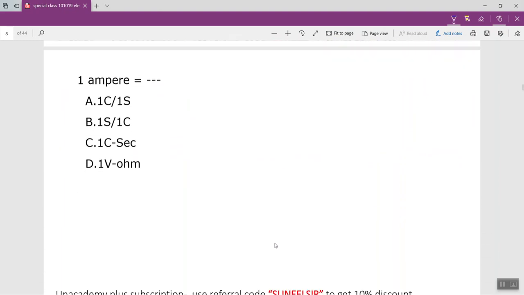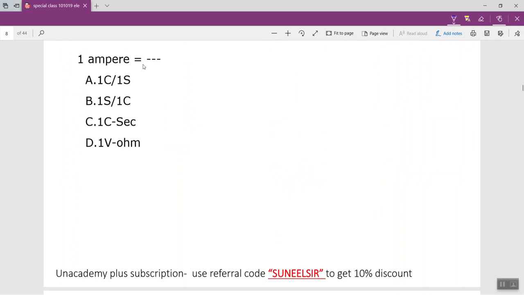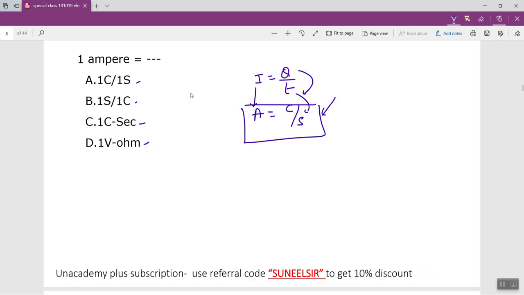The next question is, 1 ampere is equal to dash. The options are 1 coulomb per 1 second, 1 second per 1 coulomb, 1 second 1 coulomb, and 1 volt per 1 ohm. Here we have already discussed the current: I is equal to Q by T. The units of current are amps, units of charge are coulombs, and units of time are seconds. So 1 amp is equal to 1 coulomb per second. So option A is the correct answer.